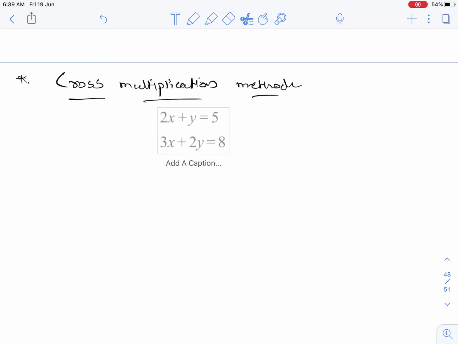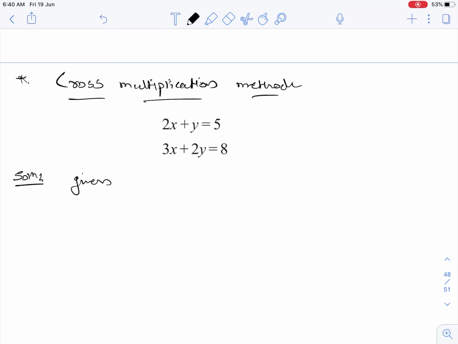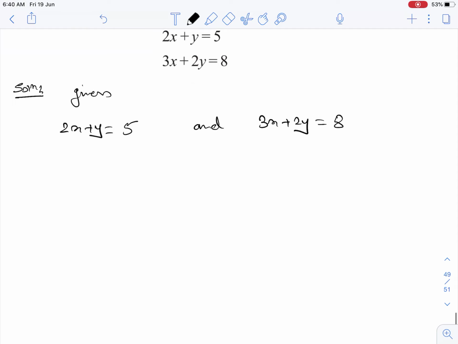Now in the cross multiplication method, what do we have to do? Again same condition, we have to decide the values of a1, b1, c1, a2, b2 and c2. But before that, make sure that all these terms are on the left hand side. In this equation they are not on the left hand side, so first we have to move these numbers to LHS. So given 2x plus y equals 5 and 3x plus 2y equals 8.